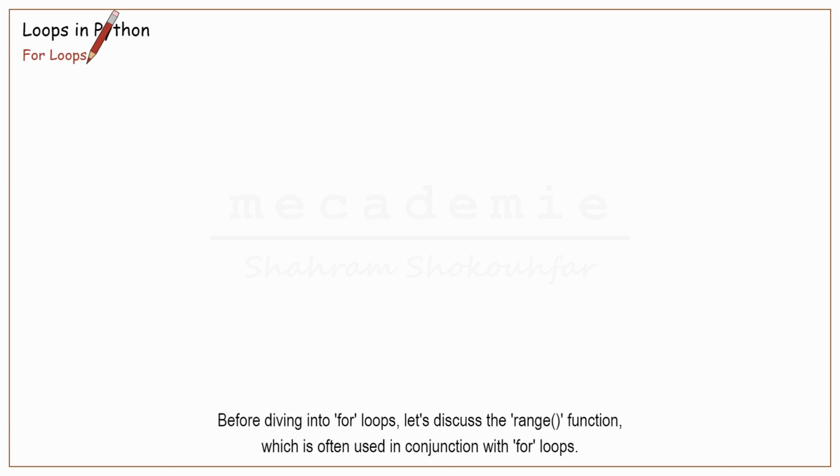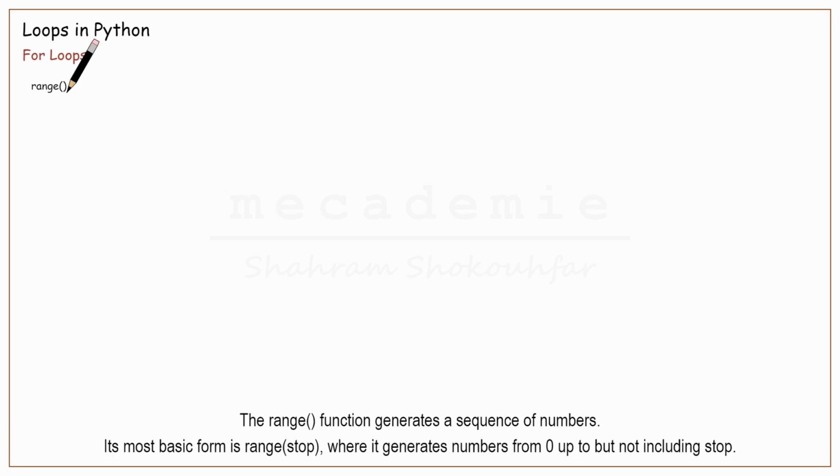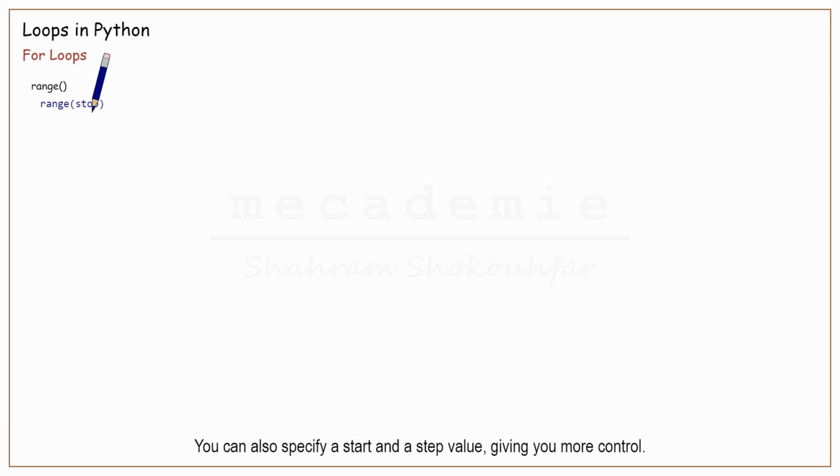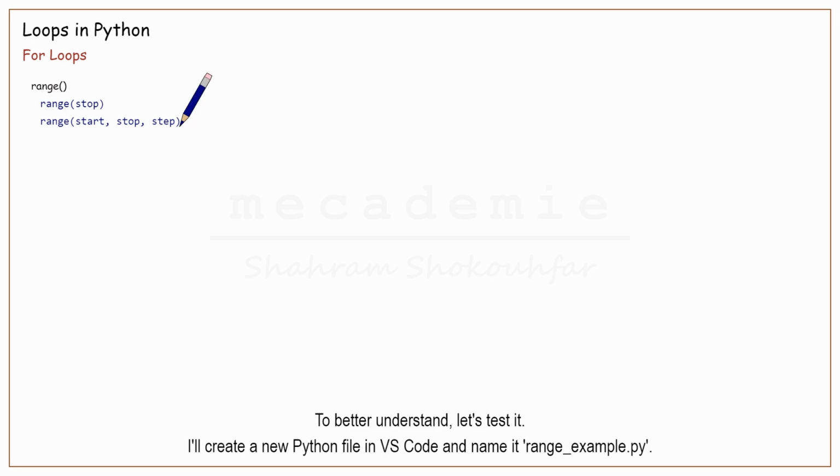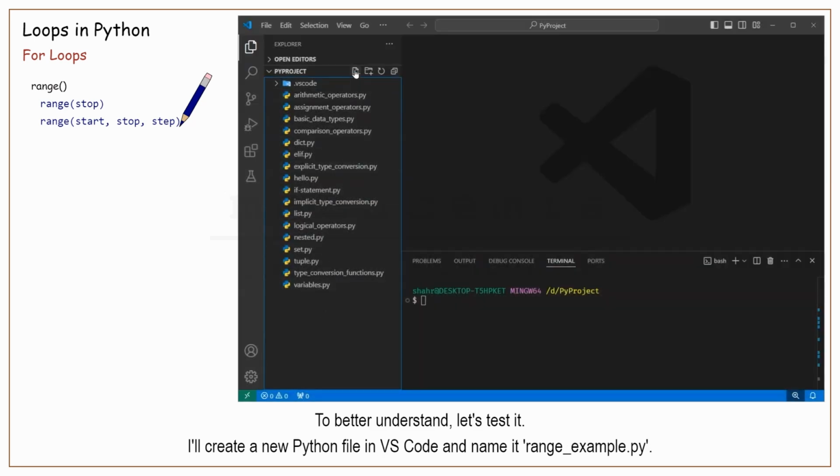Before diving into for loops, let's discuss the range function, which is often used in conjunction with for loops. The range function generates a sequence of numbers. Its most basic form is range(stop), where it generates numbers from 0 up to but not including stop. You can also specify a start and a step value, giving you more control. To better understand, let's test it. I'll create a new Python file in VS Code and name it rangeexample.py.